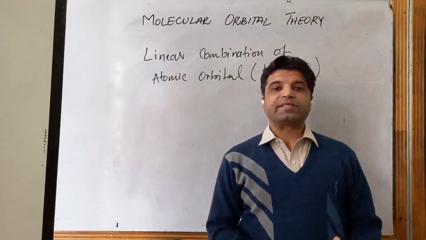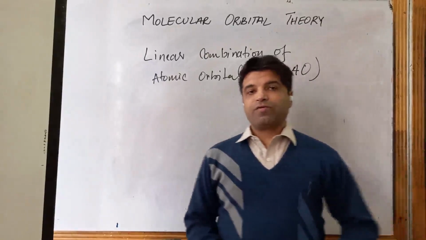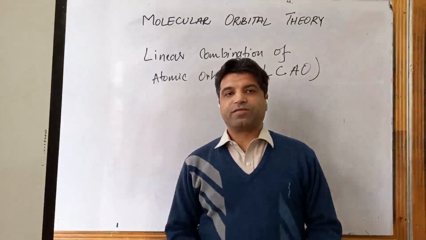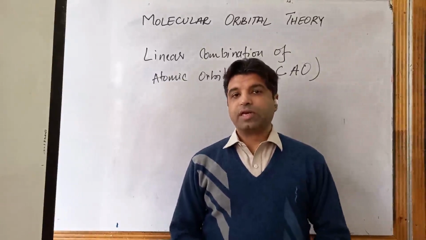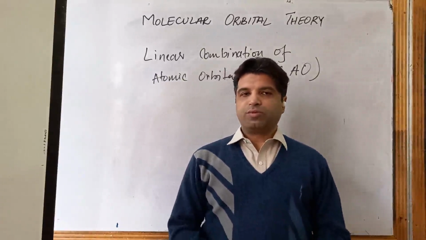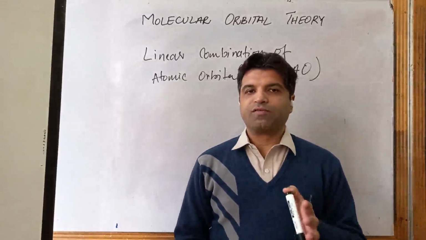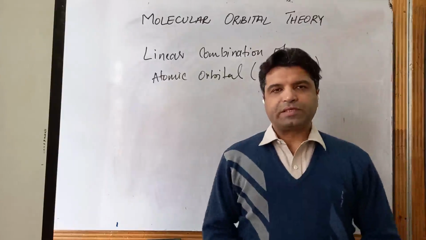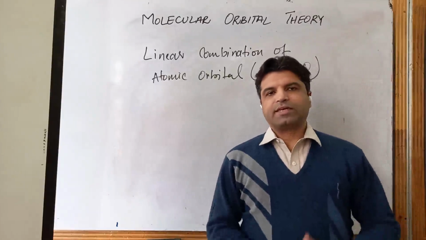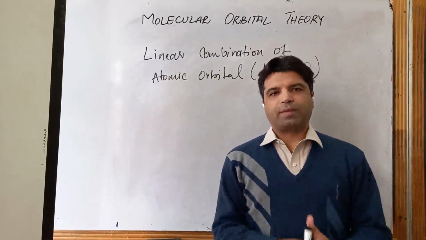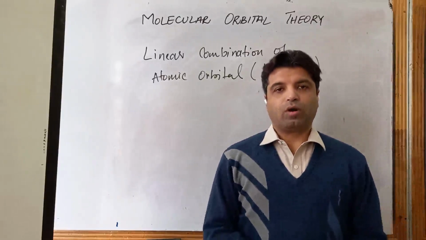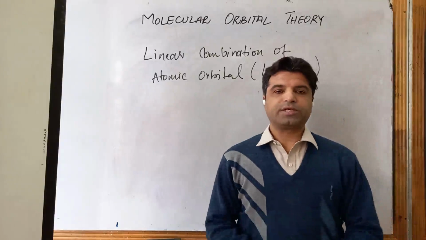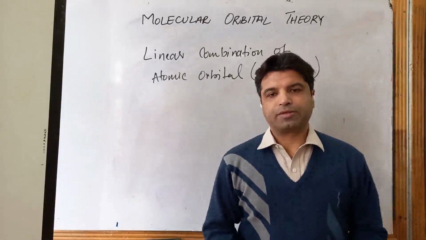So linear combination of atomic orbitals is an approximation that explains how atomic orbitals combine to form molecular orbitals. And it states that the number of molecular orbitals formed as a result of the combination of atomic orbitals is exactly equal to the number of atomic orbitals that are involved in forming those molecular orbitals. So what this theory basically tells us is that atomic orbitals overlap to form new orbitals, which we call the molecular orbitals. And we will see in a moment how it happens.